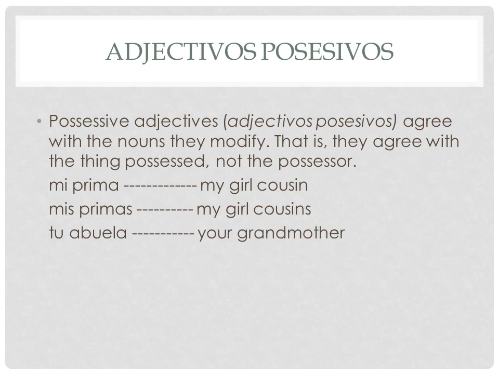Tu abuela, your grandmother. Tus abuelas, your grandmothers. So who owns the grandmothers? You. But in the first one, tu has to be singular because abuela is singular. In the second one, tus has to be plural because abuelas is plural. So this is showing that they agree with the thing possessed, not the possessor. The noun they modify is abuelas or abuela. Tu has to change because they have to agree with that noun.